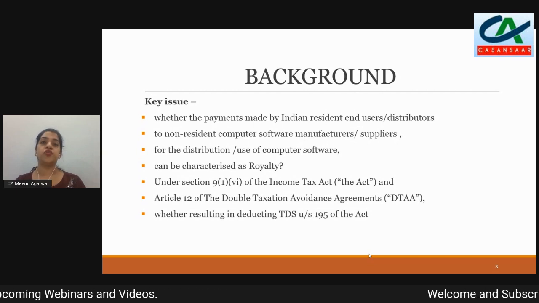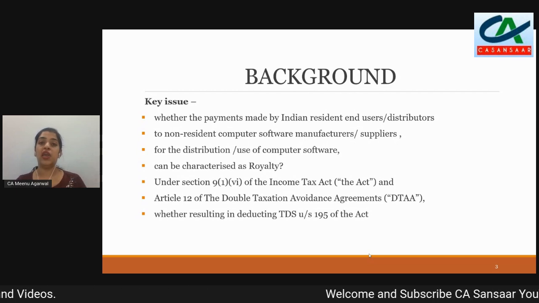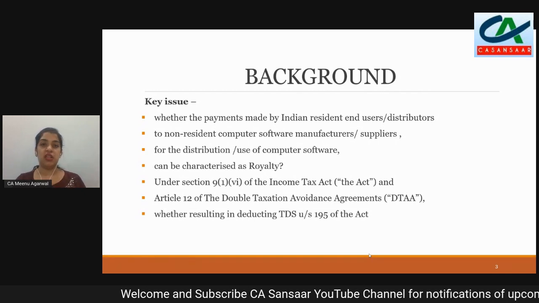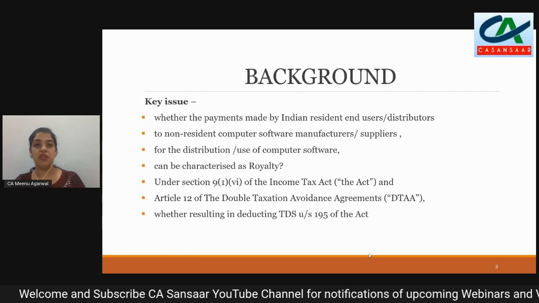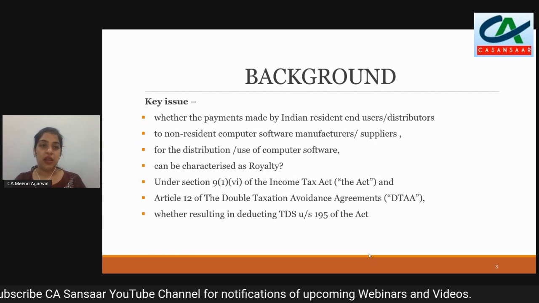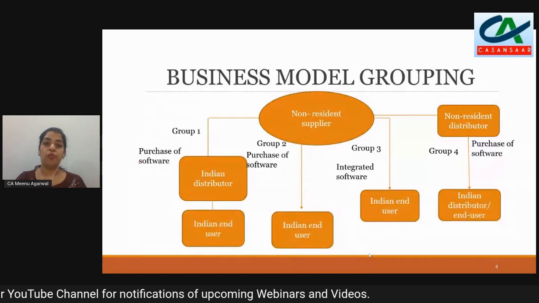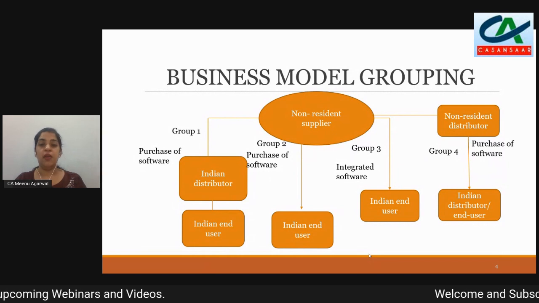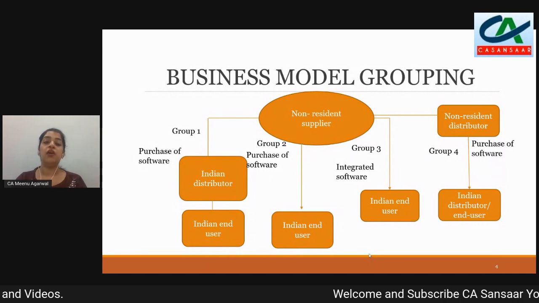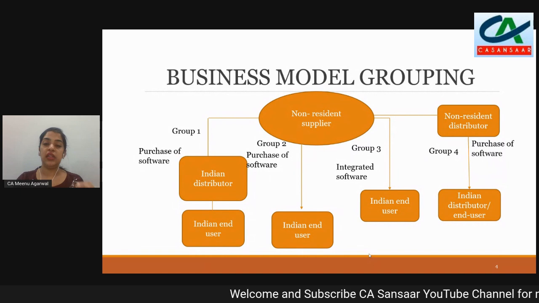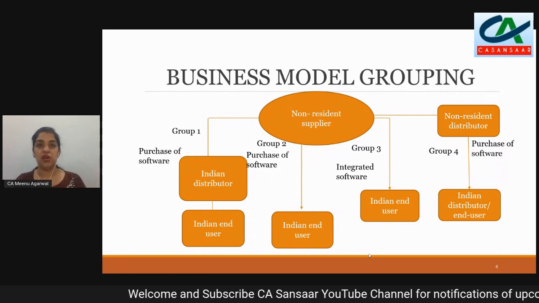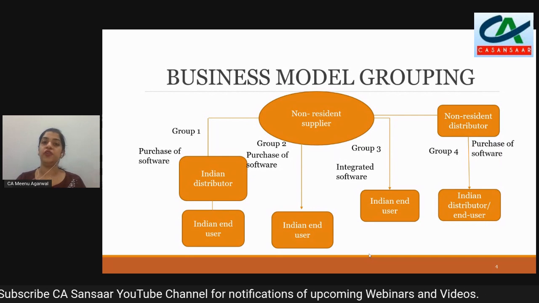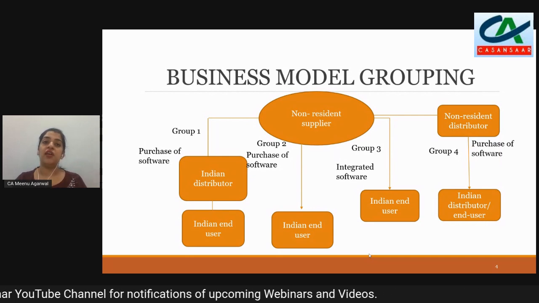This concern was brought before the Supreme Court not in one case but in more than 80 appeals. Different assessees have different backgrounds and different business models. To ease understanding and arrive at the conclusion, the Supreme Court grouped these business models into four categories. In the first category, the Indian distributor purchases the software from the non-resident supplier for sale to Indian users.